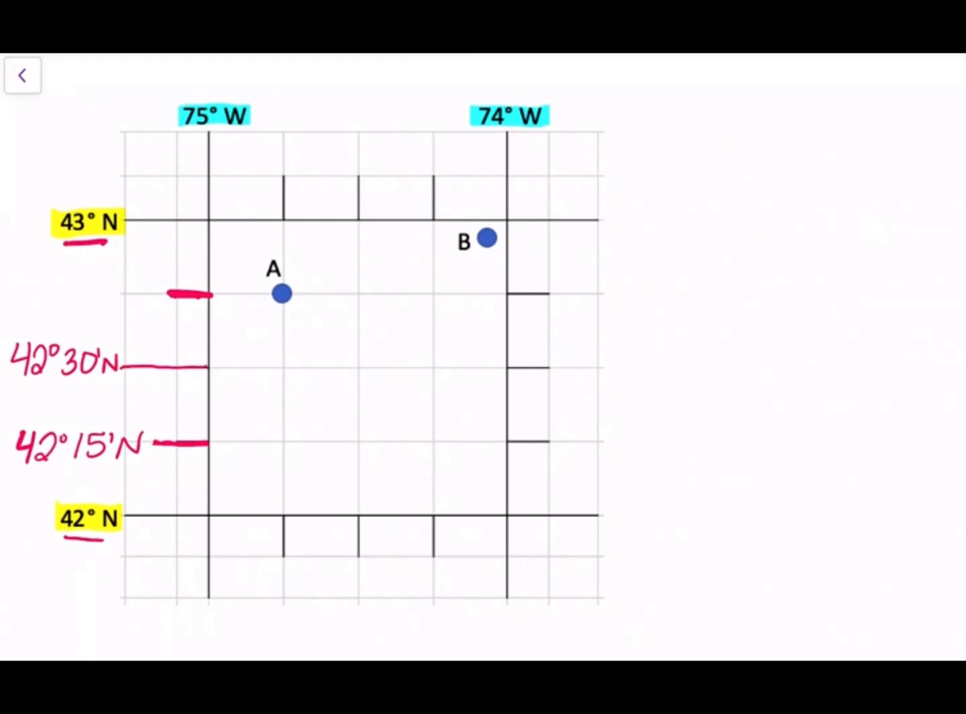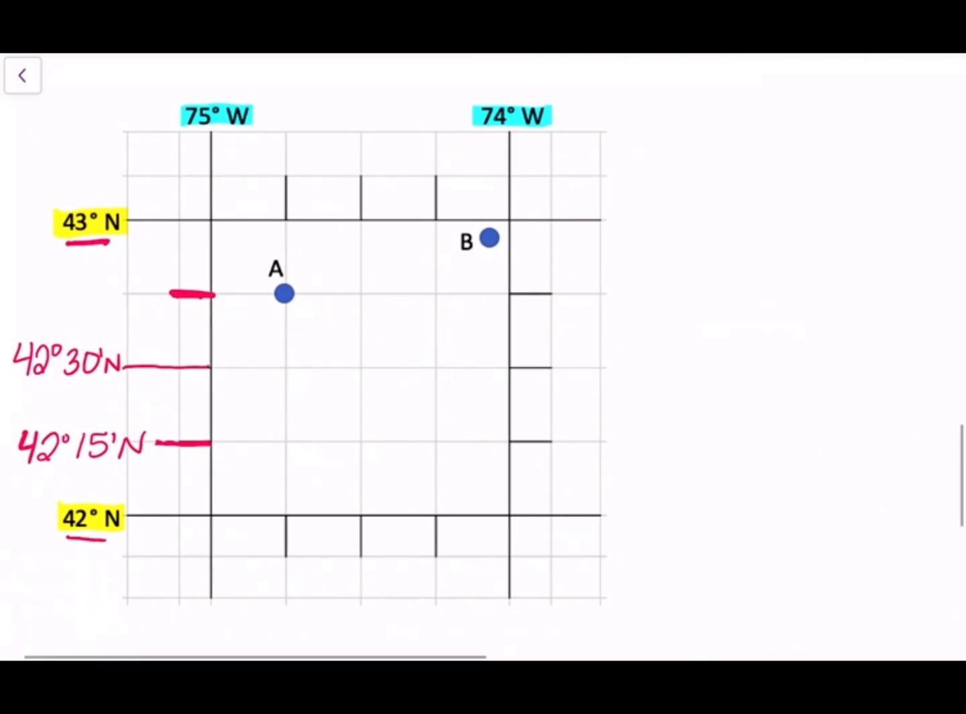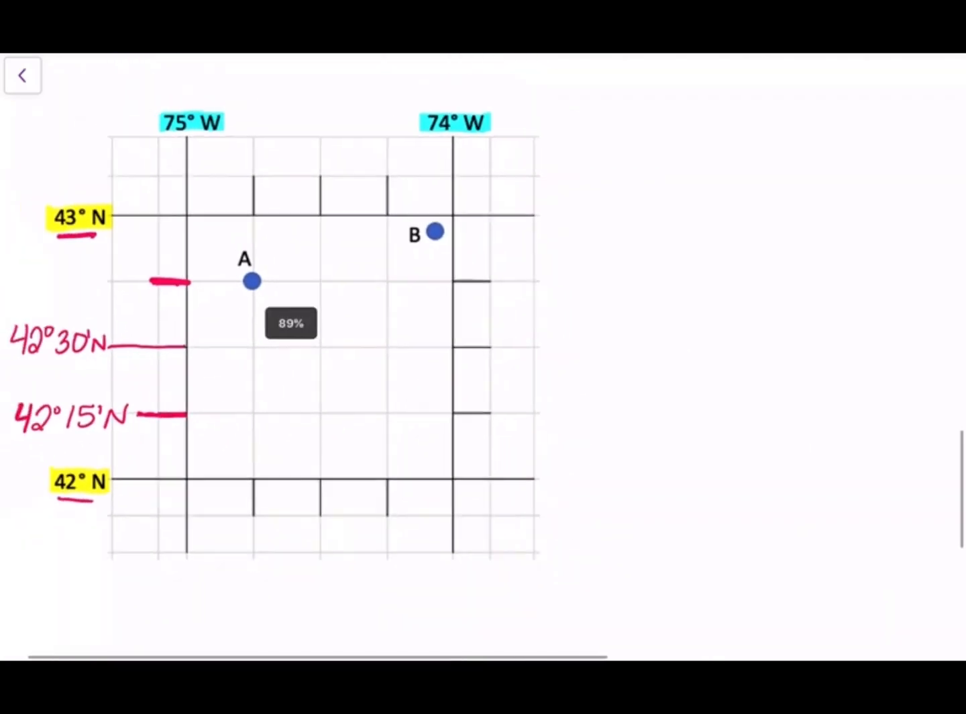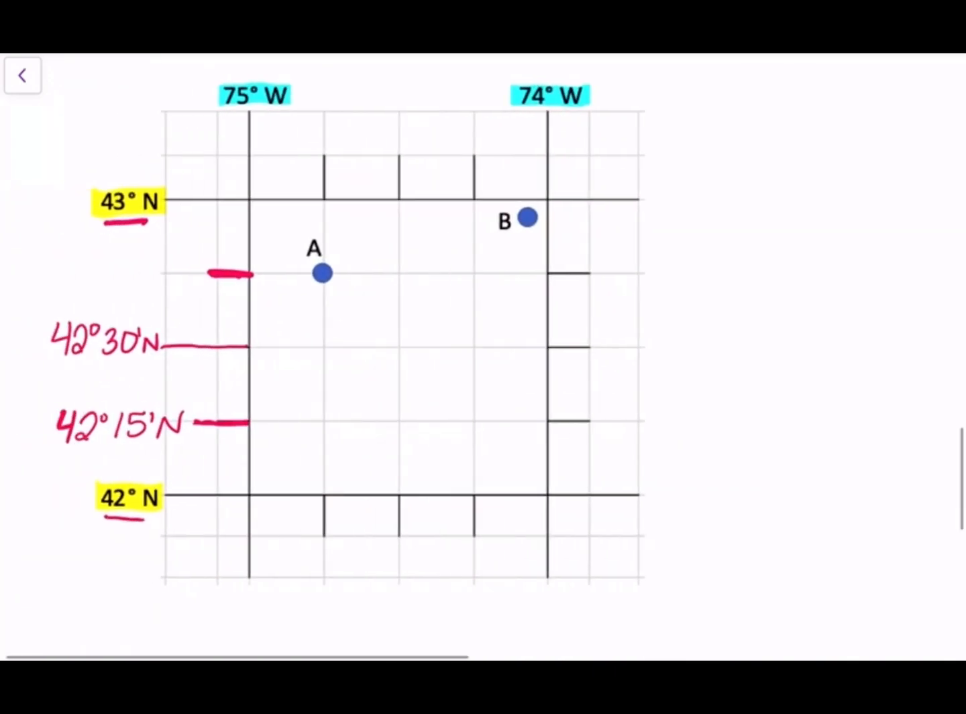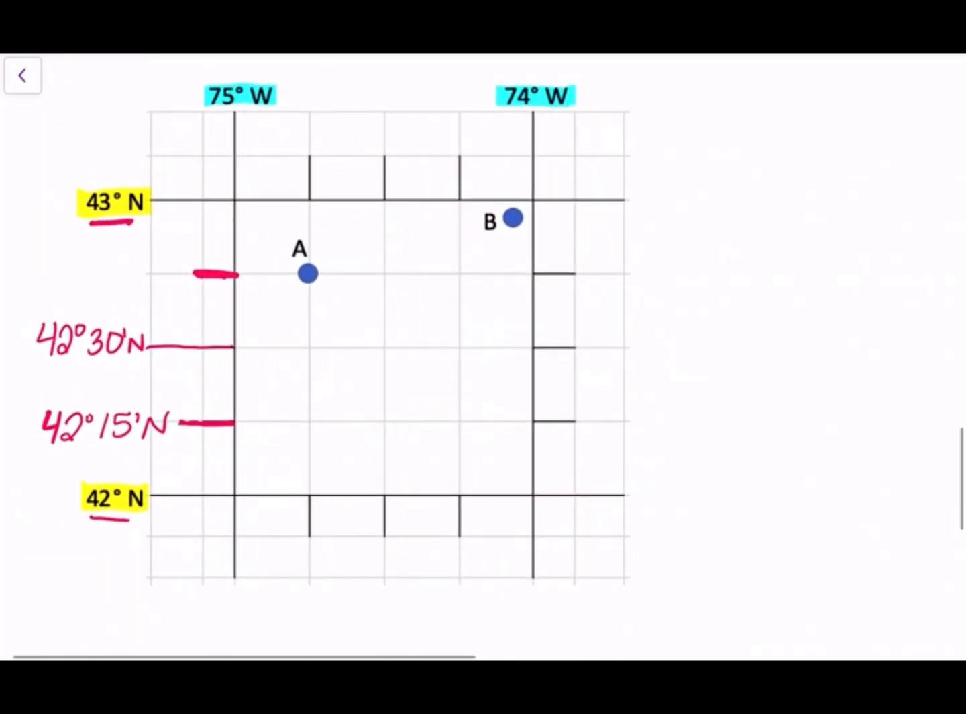Think about your clock. They might say it's 5:45, right? 5:45 is 3/4 of the way through the hour. That would be 42 degrees and 45 minutes north.